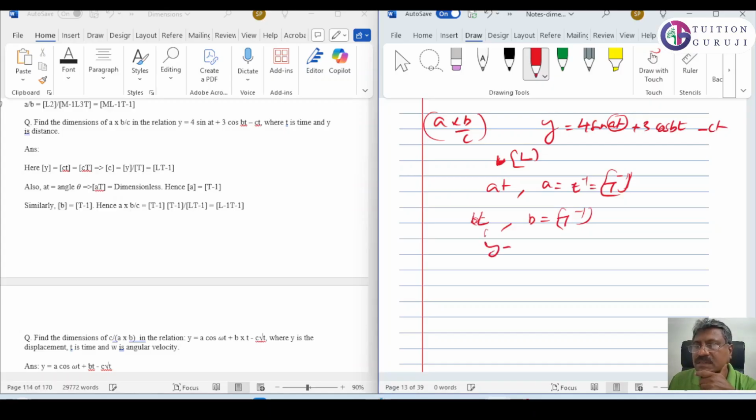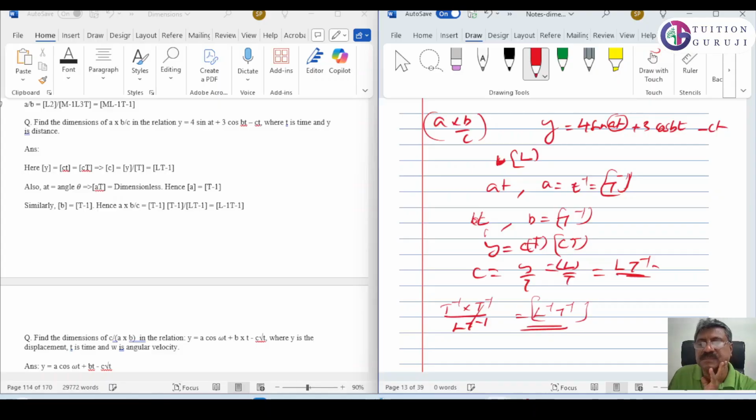Again, y shall be equal to ct dimensionally. So C shall be y by t. So y means actually L, and L by T is L T raised to minus 1. So C shall be L T raised to minus 1. So A into B by C is T raised to minus 1 into T raised to minus 1 by L T raised to minus 1. One T raised to minus 1 will get cancelled. Therefore, L raised to minus 1 T raised to minus 1 is the answer.